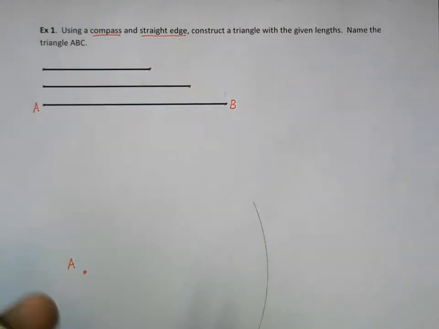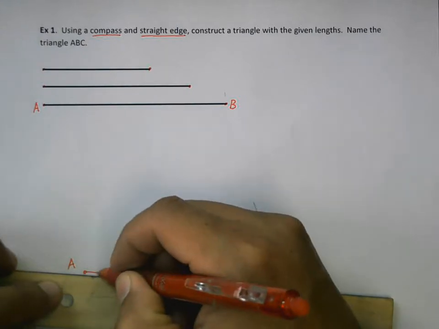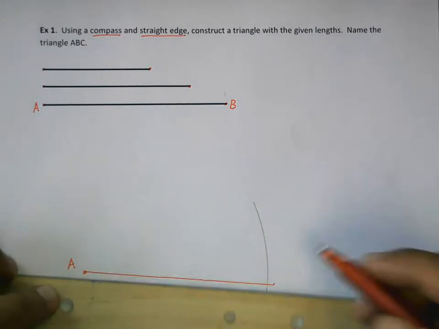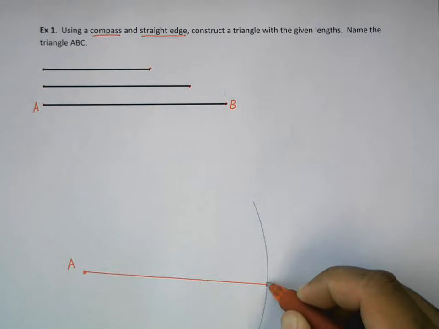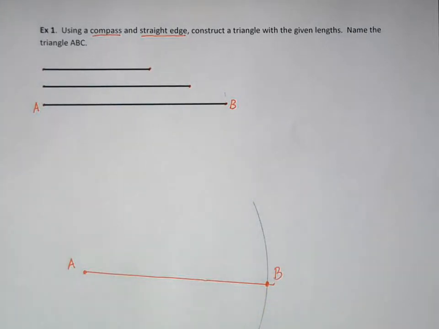So now we take our straight edge and draw a line from A through the arc. Wherever they intersect, we're going to call that point B. Okay? So again, our first line segment is very easy to do. We have lots of options that we can use.